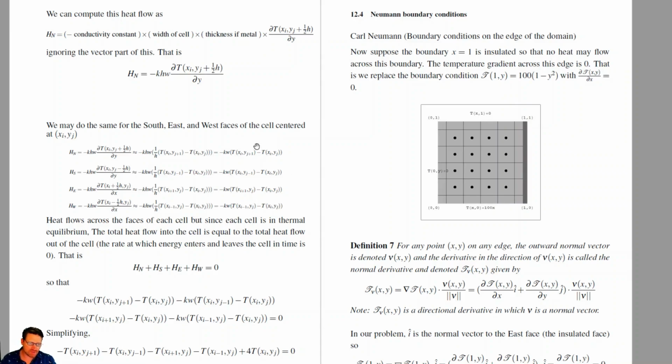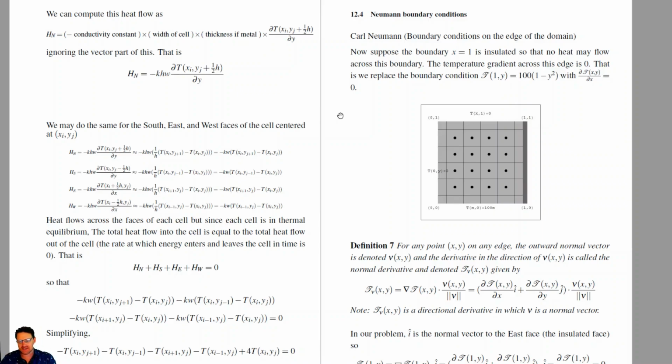Okay, so we sub each of these in, and we have minus kw times this difference, minus kw times this difference. The sum of all those is 0. So if we simplify that, we can divide away by the kw, and we get minus t xi yj plus 1 and so on. We get exactly what we get from Laplace's equation. So it seems to be physically reasonable.